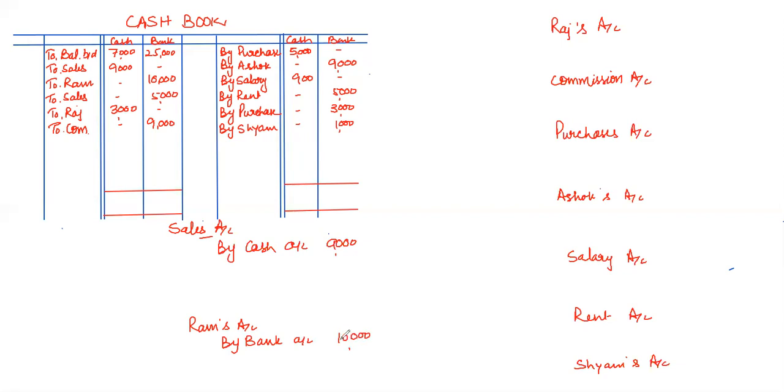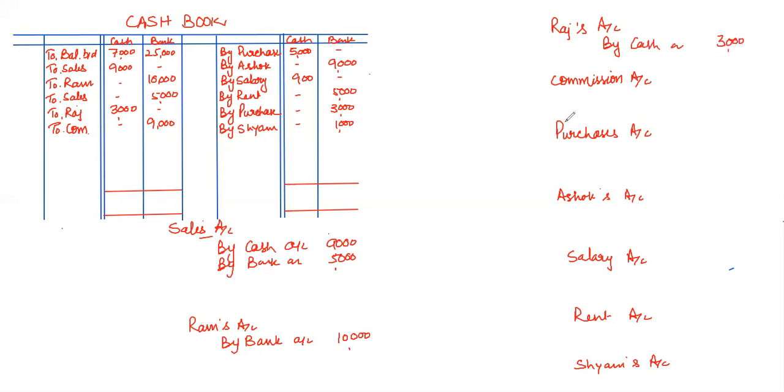Next is again sales, to sales. Now convert this transaction into a journal entry: bank account debit to sales. So in sales account, by bank account will come this time, and see how much we are receiving: 5,000. Okay, now next is Raj. Convert this particular posting into a journal entry: cash account debit to Raj. So in Raj's account, by cash account will come, and see what amount is there. 3,000 rupees will come.